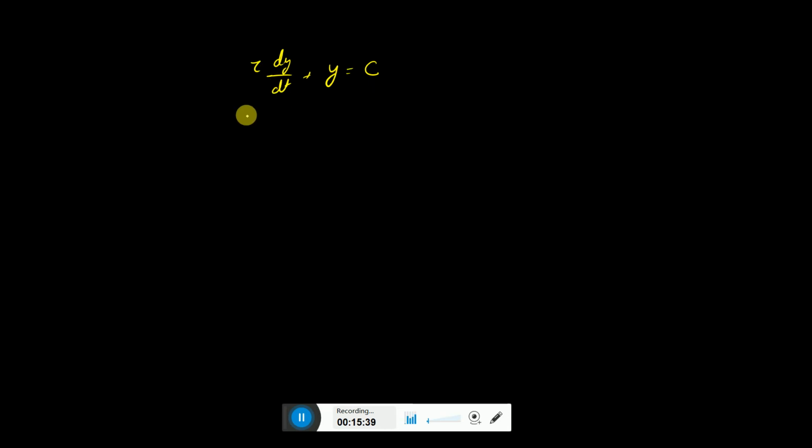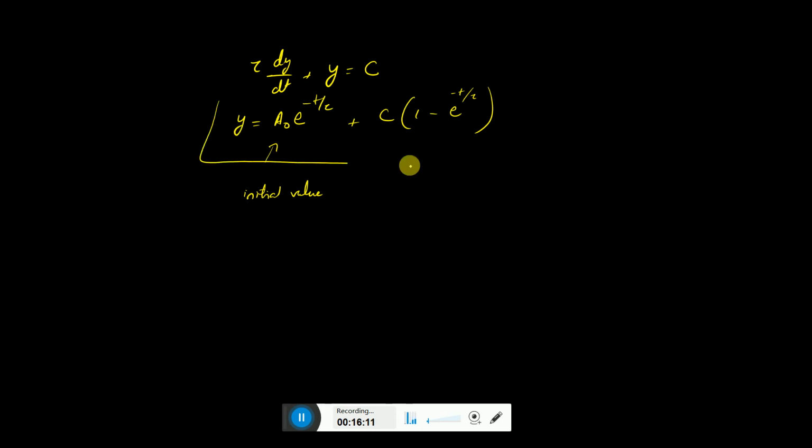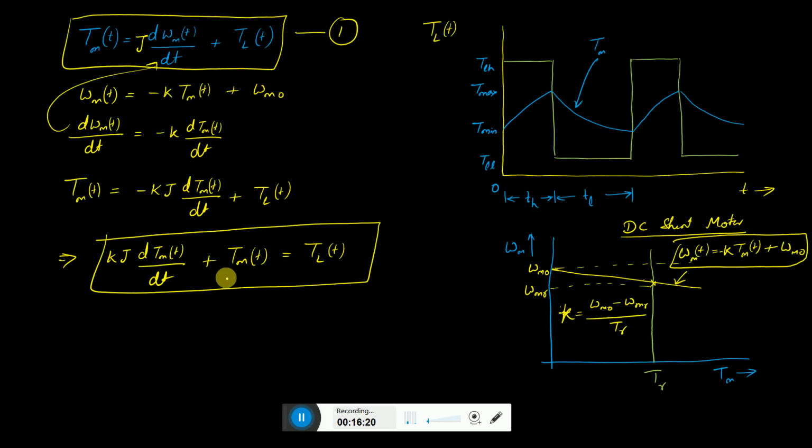So if this is the equation, we can write the output as some constant A0 e to the power minus t by tau, where A0 is the initial value, plus the final value, that is obviously the constant value, and the rate at which it is rising and trying to reach the final value, 1 minus e to the power minus t by tau. This is the solution of the equation above it. So we were just trying to get the solution for this equation.